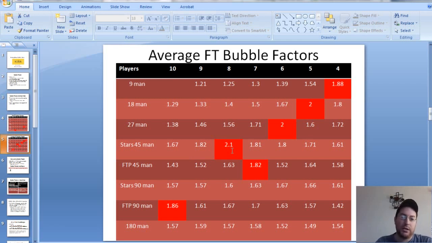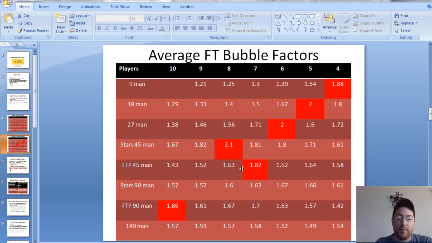I didn't include double or nothings in here, but as you can imagine, the bubble of a double or nothing would be gigantic because there are no pay jumps. It's pretty much a winner take all. But in the PokerStars 45 man, the bubble is actually extremely, extremely important, and it's actually greater than 2. And again, I'll show you what that means in a second. But just have that in the back of your mind that the bubble of a 45 man on PokerStars, because of the flat payout, we need to take into consideration big time when you're on that actual bubble.